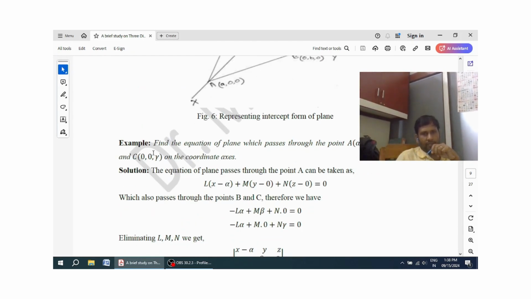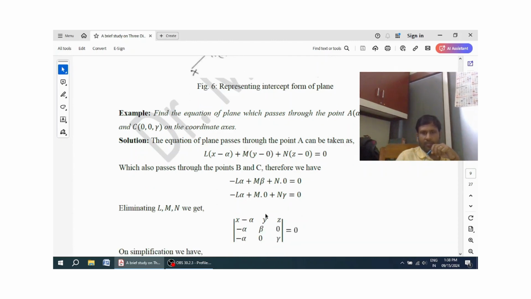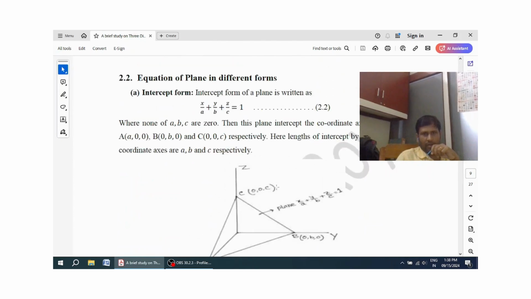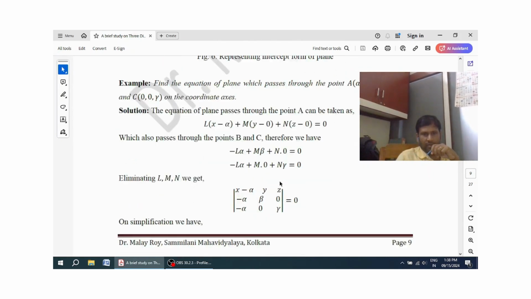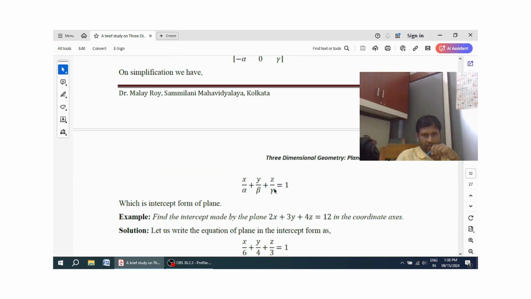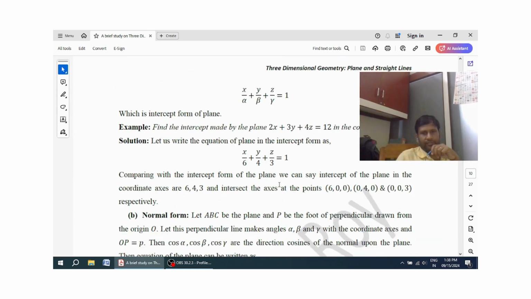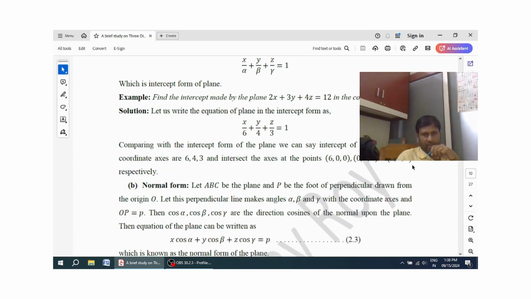This is an example of finding a plane, that is, find the equation of the plane which passes through these points on the coordinate axes. When these 3 points are on the coordinate axes, then the equation of the plane will be obtained like this, or any plane passing through a point. We shall obtain this as the intercept form. This equation can be represented in intercept form, and the point of intersection of the straight line with the plane will be obtained like this.